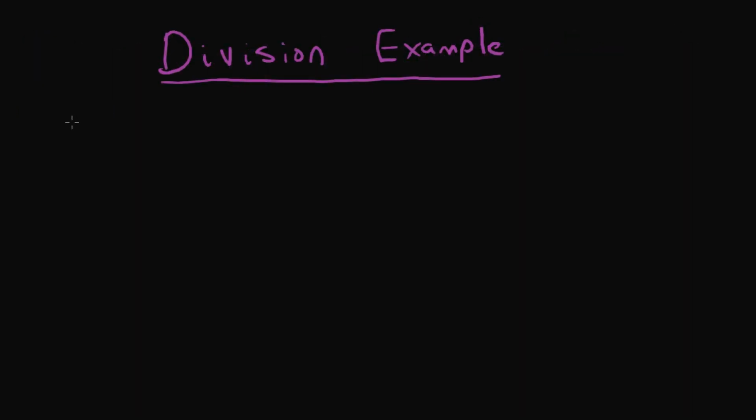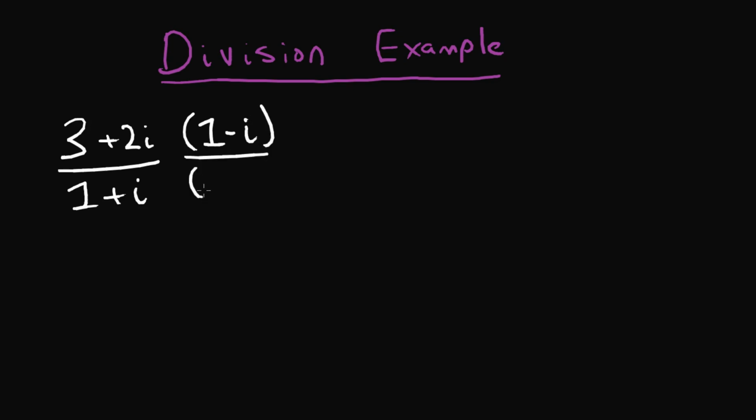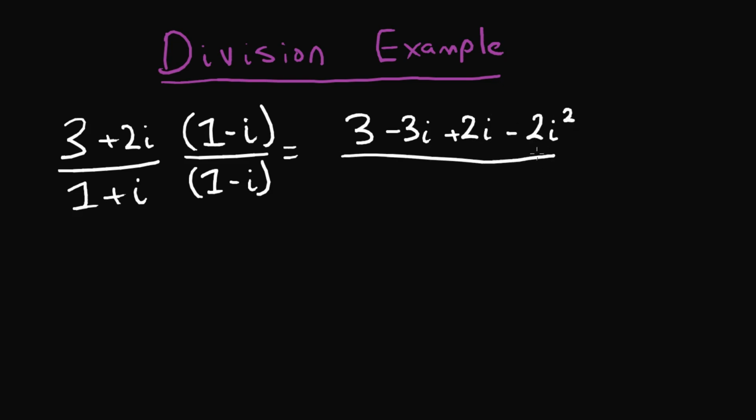Okay, let's do an example. So we'll do 3 plus 2i divided by 1 plus i. And the first thing we do is multiply by 1 minus i divided by 1 minus i. This is the complex conjugate of the denominator, and I'll expand that out to write 3 minus 3i plus 2i minus 2i squared divided by 1 minus i plus i minus i squared.